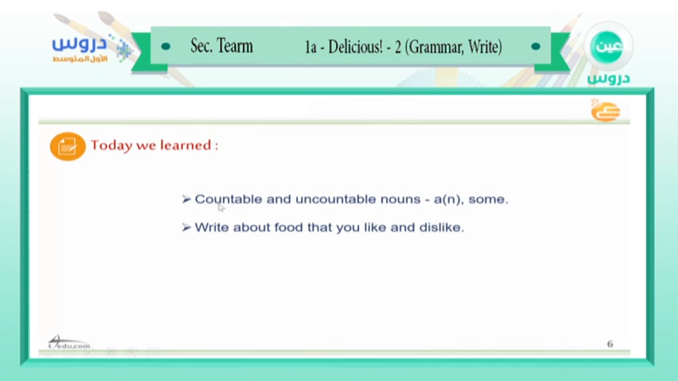Today we learned, number 1, the first thing, countable and uncountable nouns, a or an. Also, we talked about some. Number 2, write about food that you like and dislike.